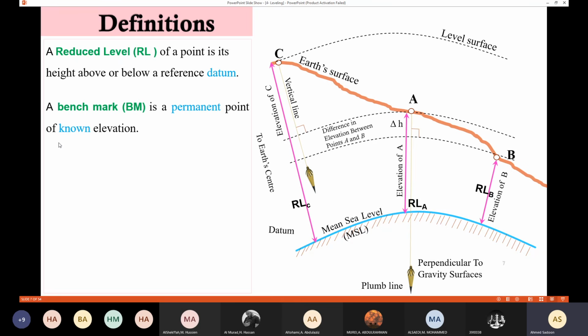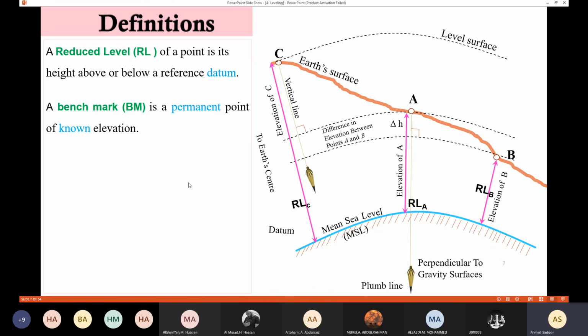Also, we need to understand what is meant by benchmark, BM. The benchmark is a permanent point of known elevation. Because, for example, if you want to measure the height of a mountain, then I need to take the MSL as a reference. And we know that the mean sea level is not going to be close to us in most cases, right? So here, for example, I need to determine the level of one of these mountains close to us right now, but the sea is away from us. So that is why the benchmark has been created.